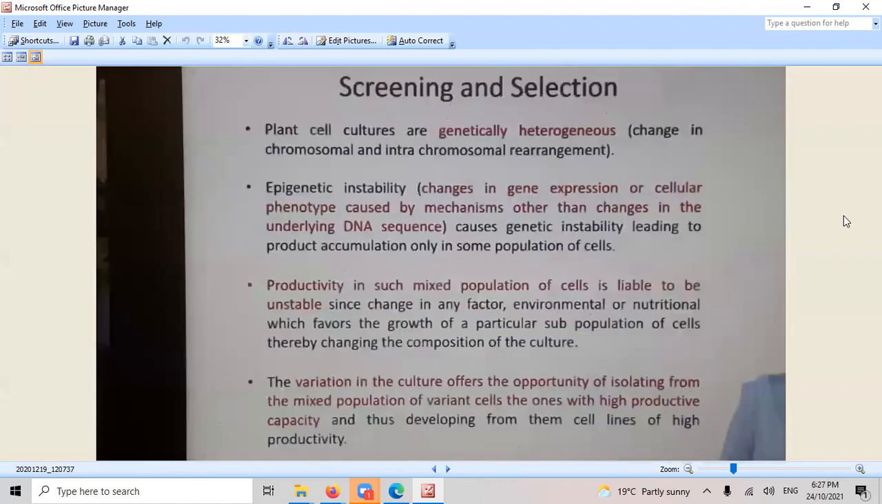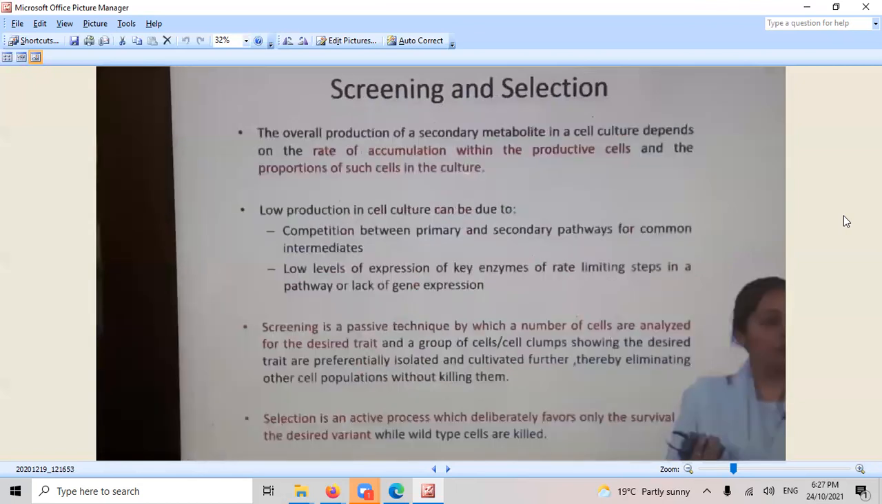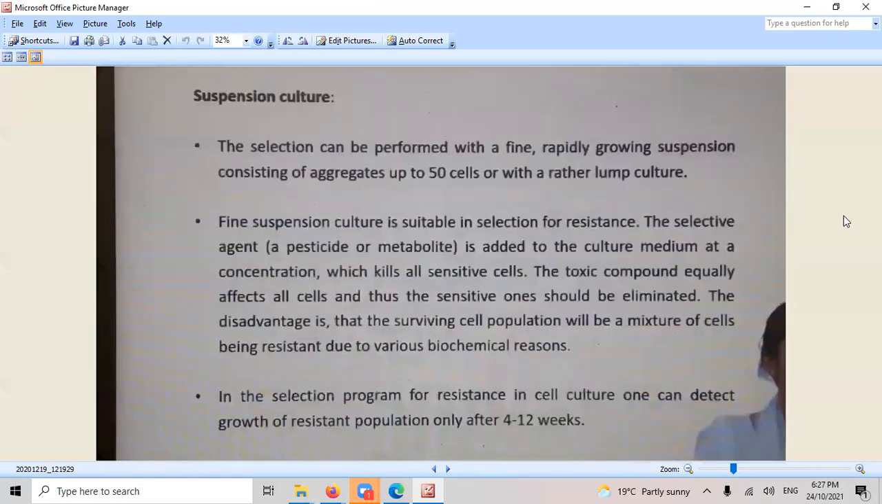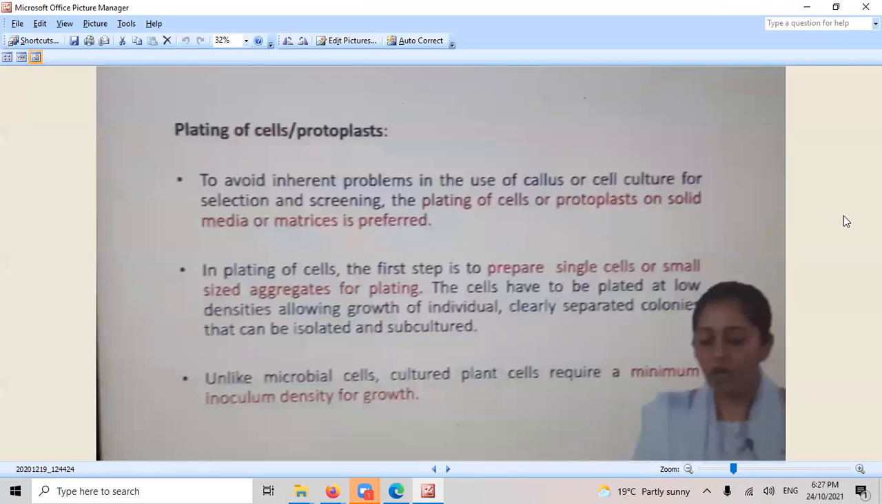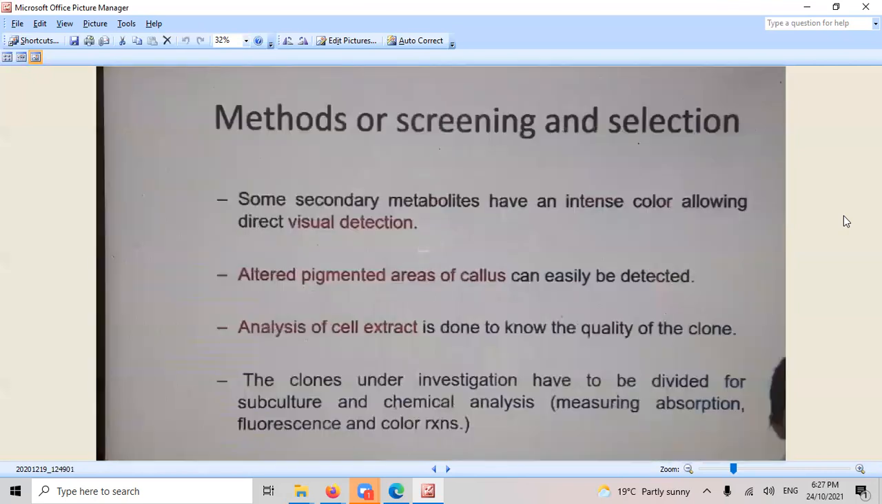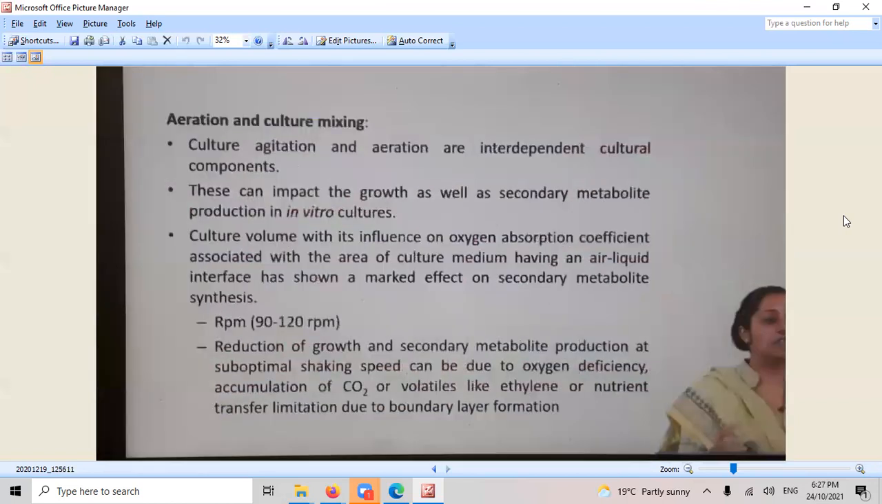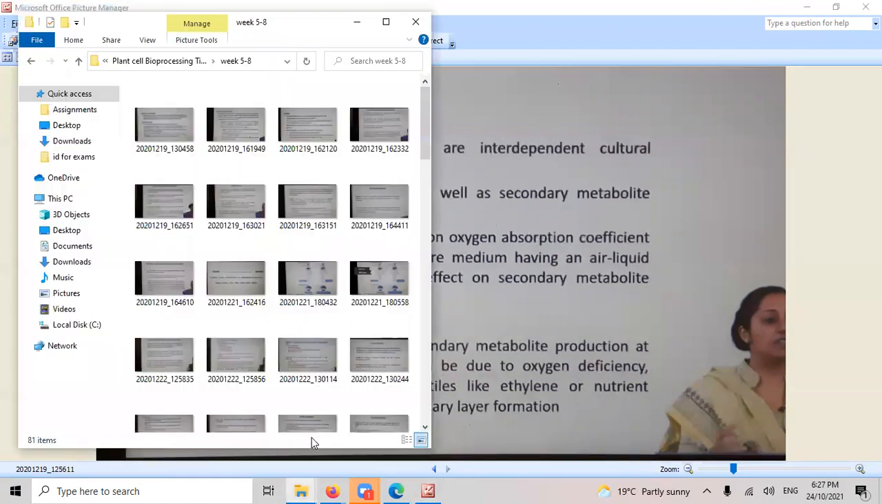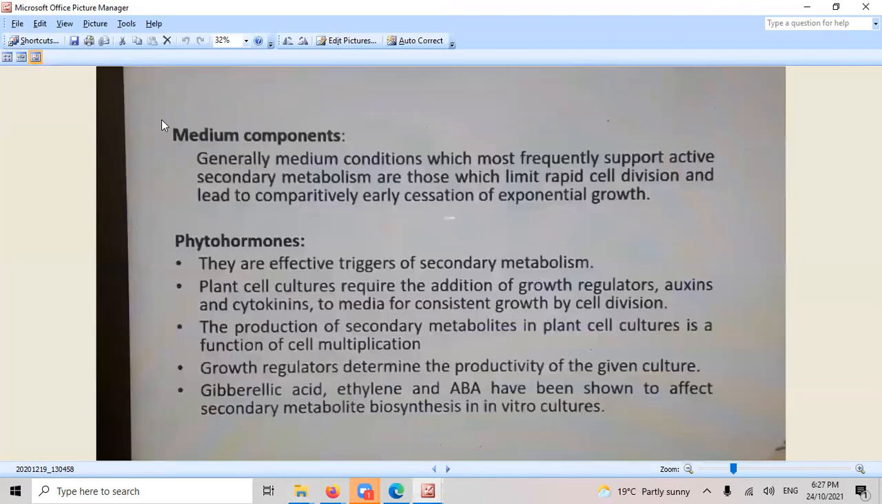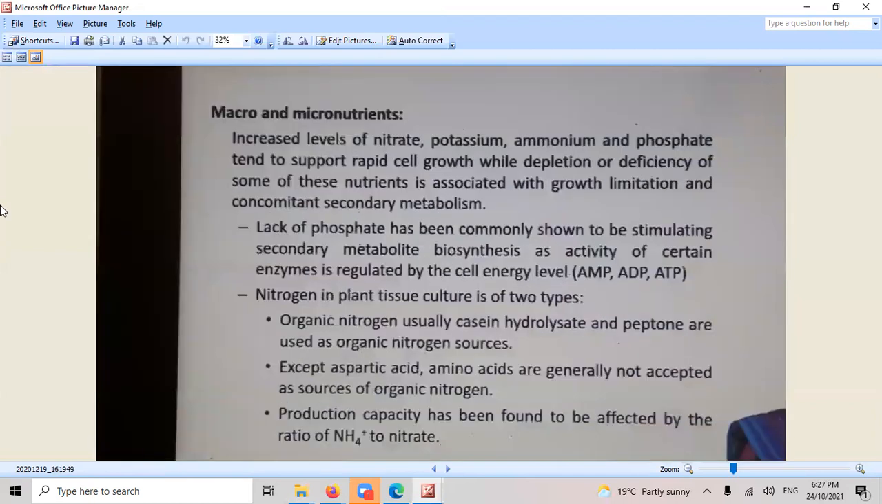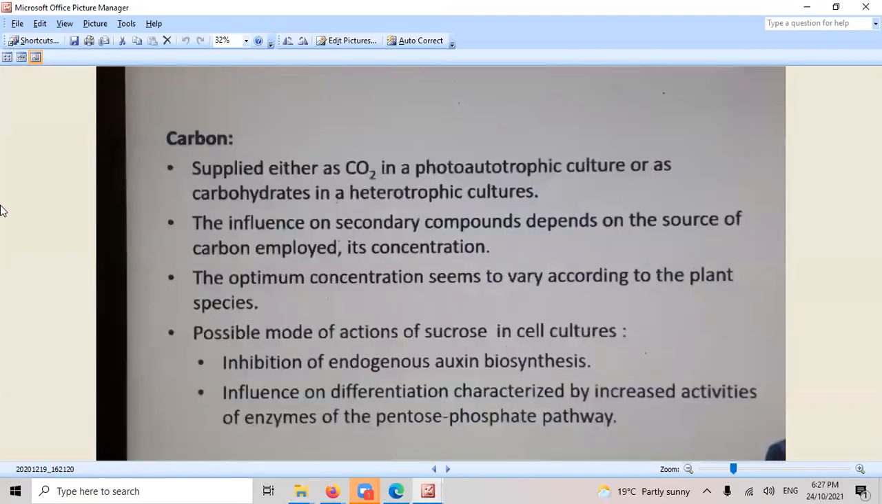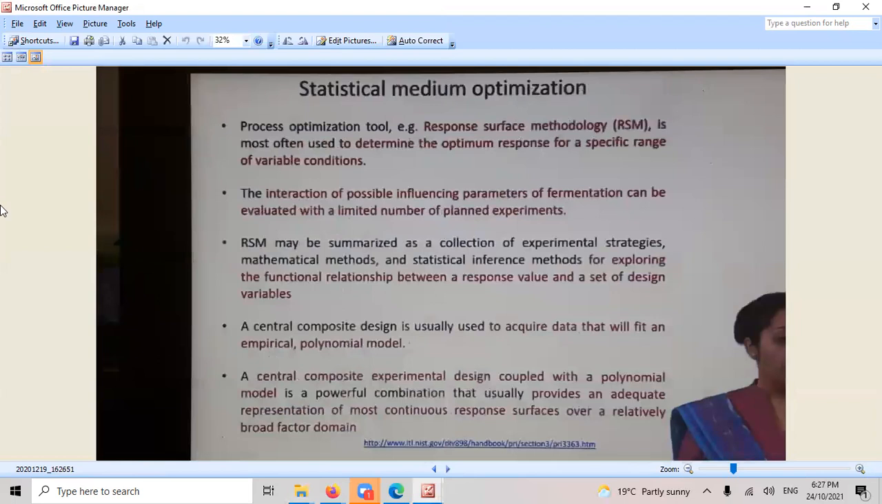Approaches, screening, selection. It's cool. Plating. Woohoo. There we go, into week 4. Week 5 to week 8. Medium compound, phytohormones, macro.